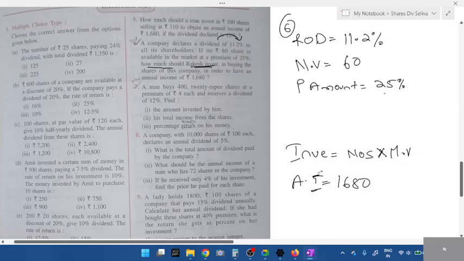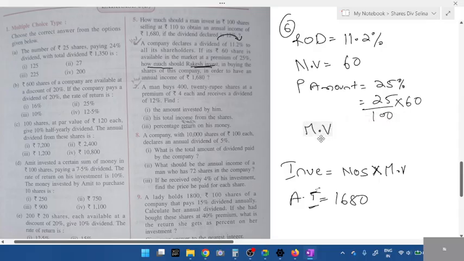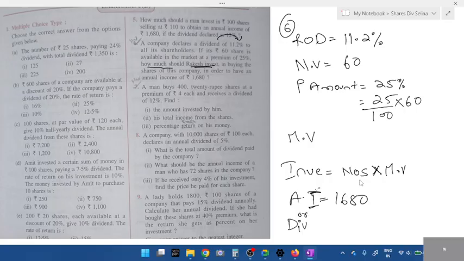From tomorrow, revision. First find out what is 25. 25 divided by 100 into the nominal value, which is 60. Then find the market value. If you want to find investment, we need the number of shares. Do you think the number of shares is given? Yes. Annual income is given. What is annual income also known as? Dividend. Use the dividend, find the number of shares, and substitute here. Simple question.